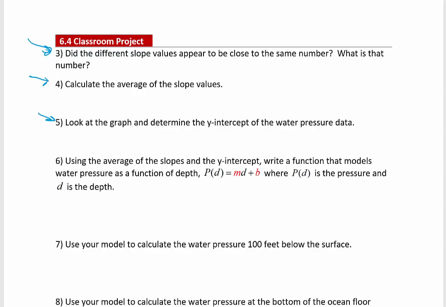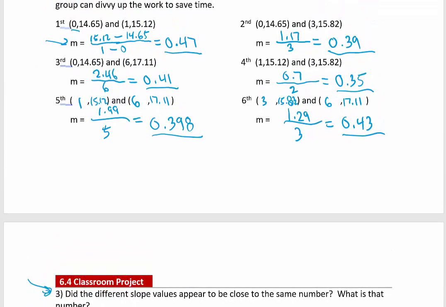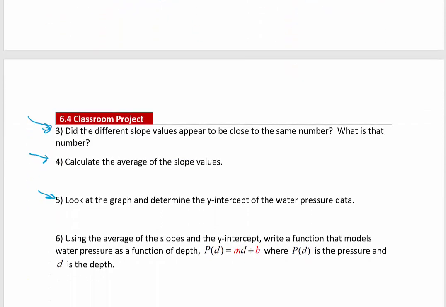Okay, did the values appear to be the same? Yes, they did. If we look back up here, we've got a lot of these high 0.39s and a lot of low 0.4s, 0.41, 0.47. So we're looking at around 0.4 here, it seems like. Looks like the slope values were around 0.4. Calculate the average of those slopes.